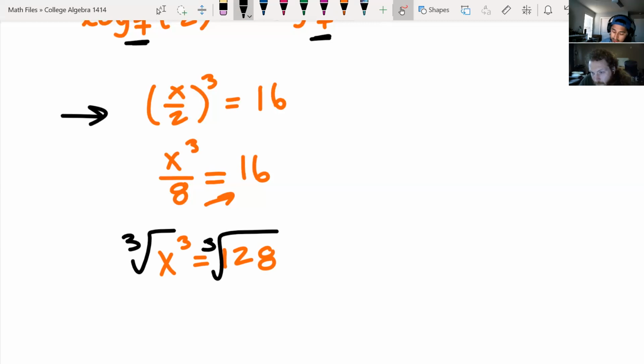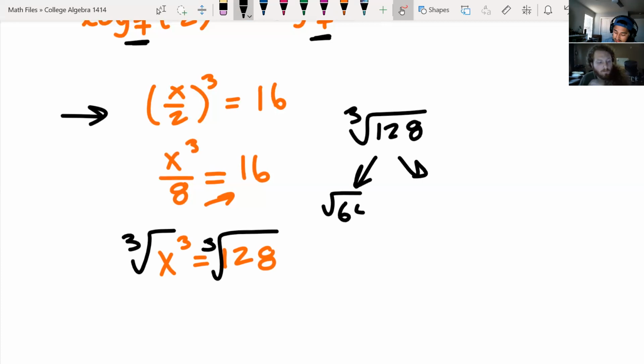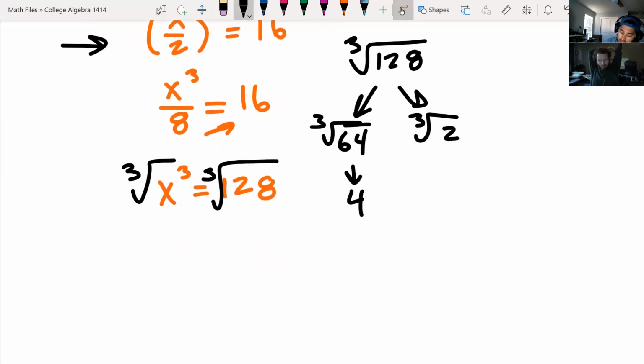And now we have to break down the cube root of 128. And you're only looking for perfect cubes. Well, lucky for us, we know that 8 and 16 made this. So that means that this can be actually 64 and 2. Yep, it works. So cube root of 64 gives me 4. And our final answer is x equals 4 times the cube root of 2.